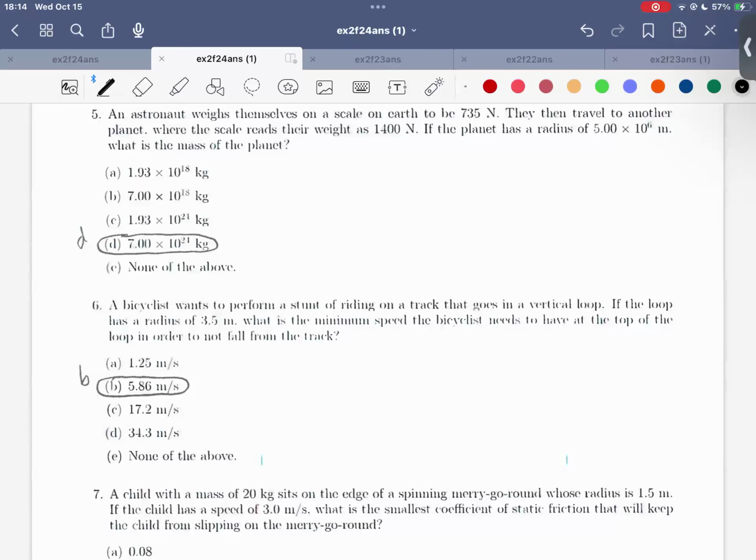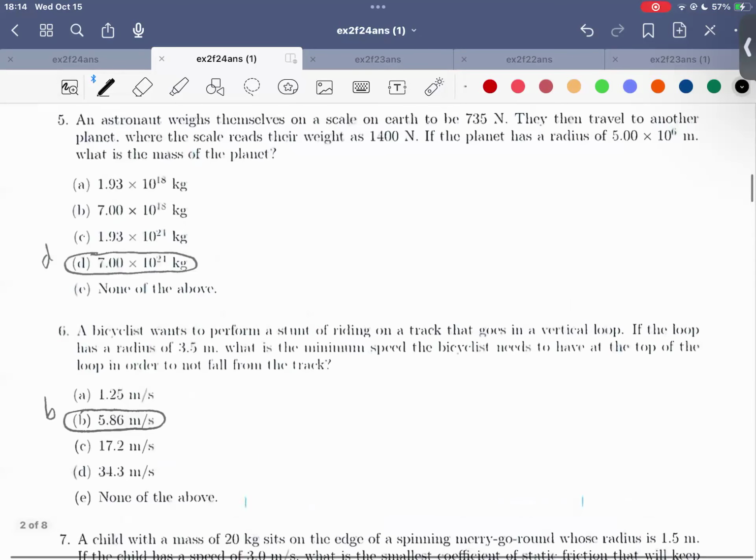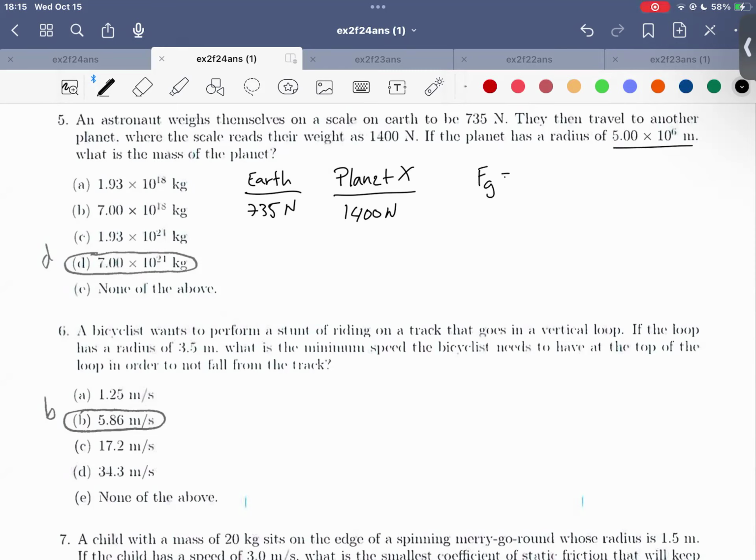Okay, let's do 5. Say the astronaut weighs on a scale on Earth 735 newtons. So let's say on Earth, he is 735 newtons. And then on another planet, let's call this planet X or whatever, it's 1400 newtons. So if the planet has a radius of 5 times 10 to the 6 meters, what is the mass of the planet? So again, we'll probably be using this formula, right?